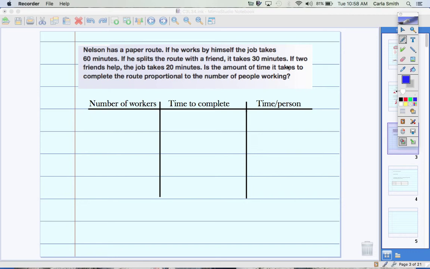So we're going to do the same type of thing. The first thing, if Nilsson has his route by himself, so 1 worker, it took him 60 minutes to complete it. And the time would be 60 over 1. The next one, him and 1 other friend, so 2 people work the route. It took them 30 minutes. And so my time is going to be 30 over 2, which can be reduced to 15 over 1.